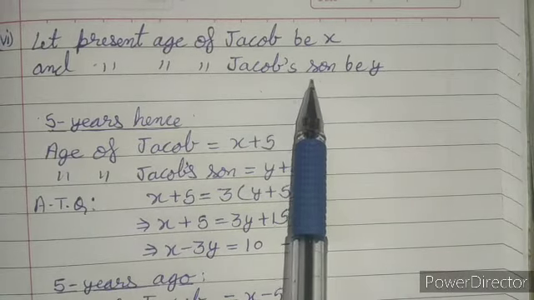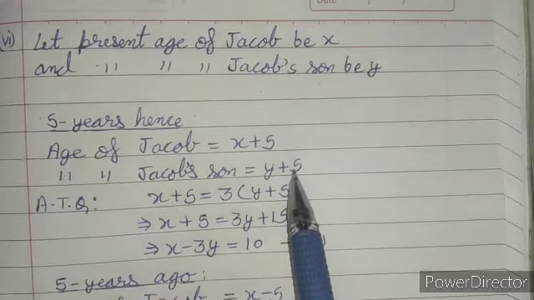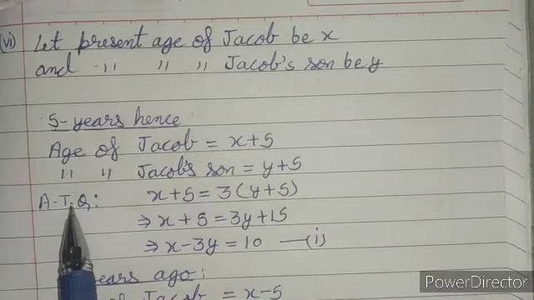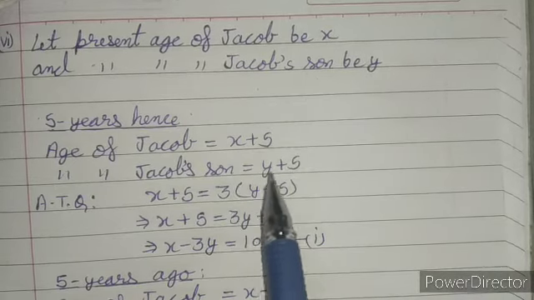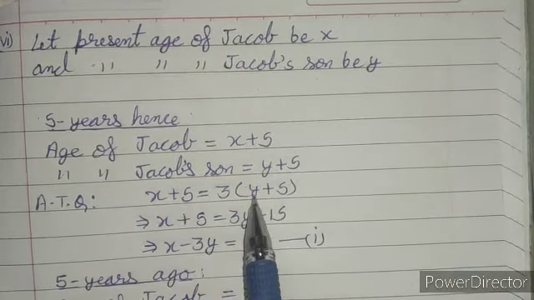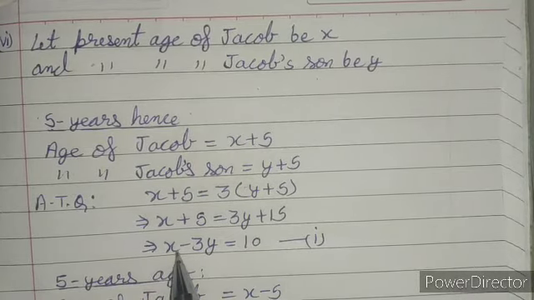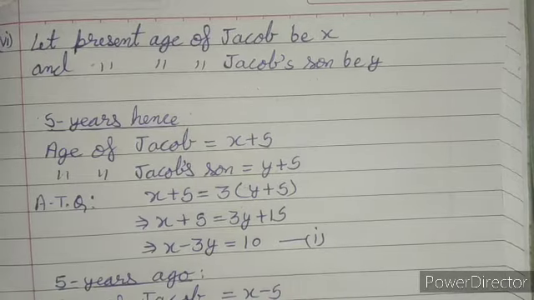Similarly the present age of son is y. So after 5 years the age of son will be y plus 5. Now according to the question, the age of Jacob is 3 times the age of son. And we will solve this to find our equation first, that is x minus 3y equal to 10.